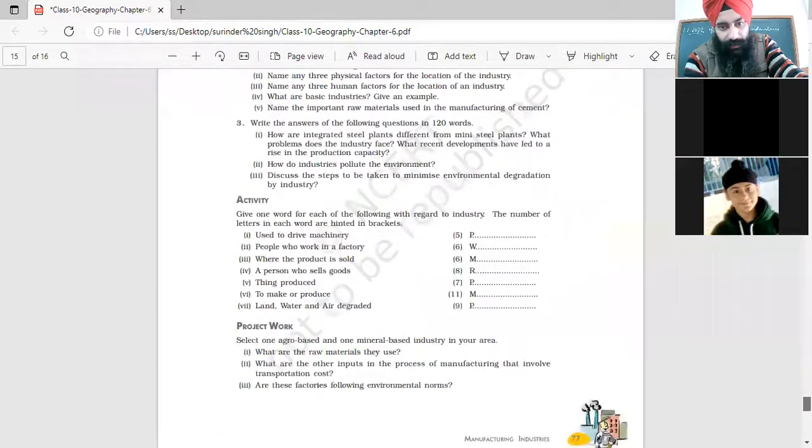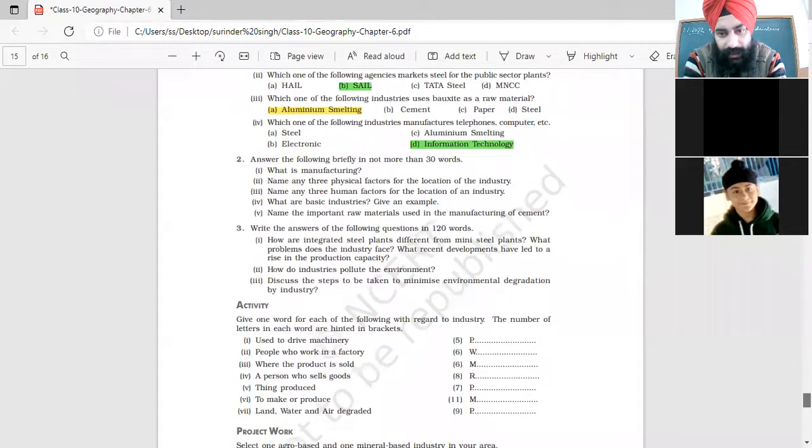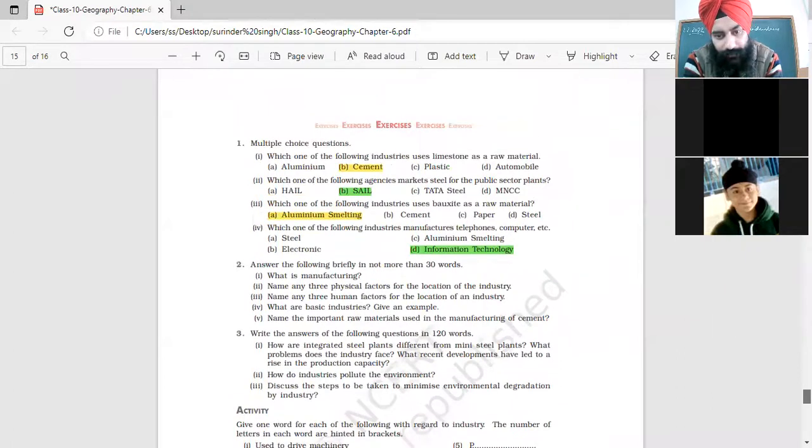Next question. How are the integrated steel plants different from the mini steel plants? What problems does the industry face? And what recent developments have led to a rise of the production capacity? So how are the integrated steel plants different from the mini steel plants?